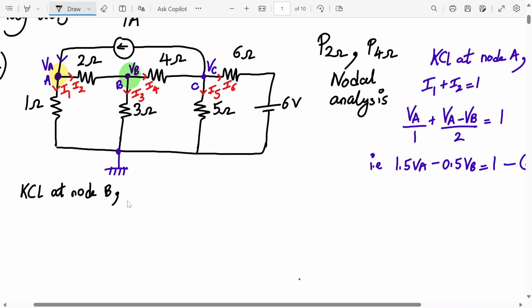Anyone? Hello? Incoming is I2, right? And outgoing would be I4, I3. Yeah. So what we can write is I2 is equal to I3 plus I4. Correct? So I2 we already know it is VA minus VB upon 2. What is I3? I3 current is what? VB upon 3. Yeah, VB minus 0 upon 3, that is VB upon 3. And I4 is?